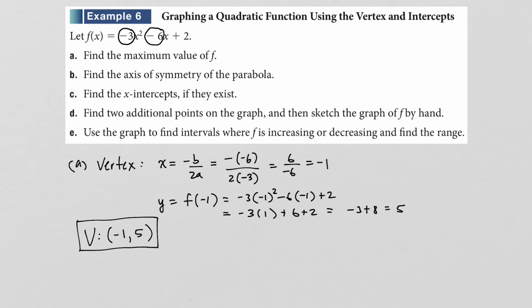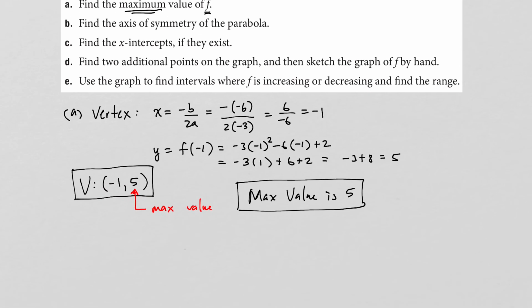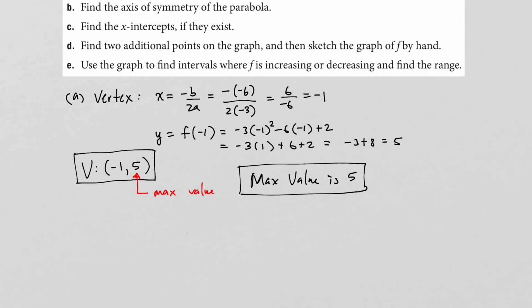Now, they didn't ask for the vertex. They asked for the maximum value of f. The maximum value of f is the y-coordinate of the vertex, right? Because the y-coordinate is how high the function gets. So the max value is 5. The x value of the vertex only tells you where the maximum value occurs, but it doesn't tell you what the maximum value is. And we'll look at a graph in just a bit here, just to bring everything together.